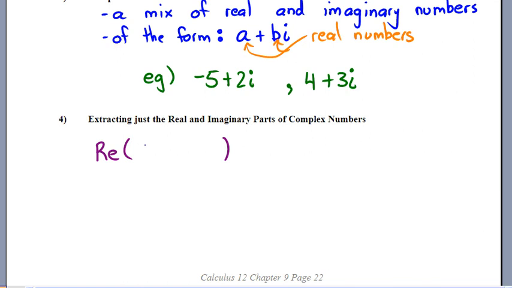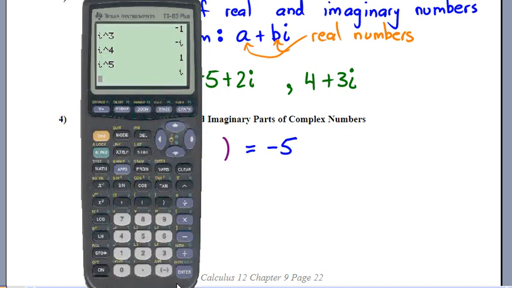Into this machine, I can put a nice complex number like negative 5 plus 2i, and it'll say, oh, thank you for giving me that complex number. That's pretty cool. Oh, you just want to know how big the real chunk of it is. Well, the real chunk is just negative 5. That's the real part of it. And your calculator will do this.